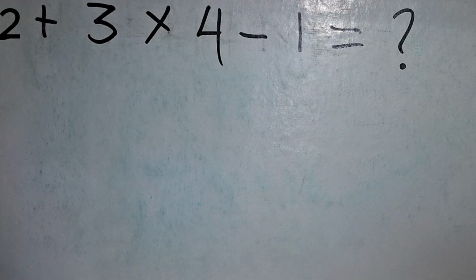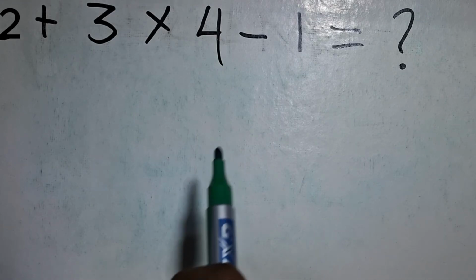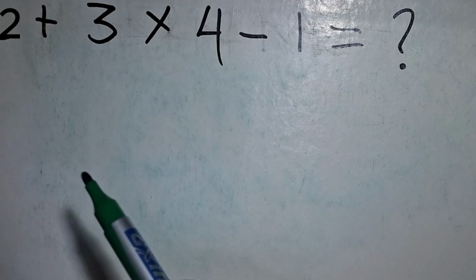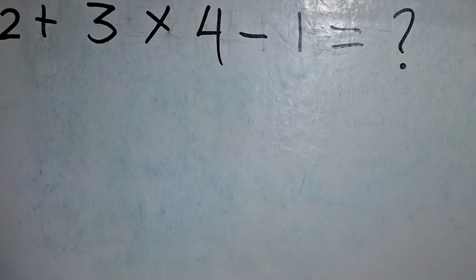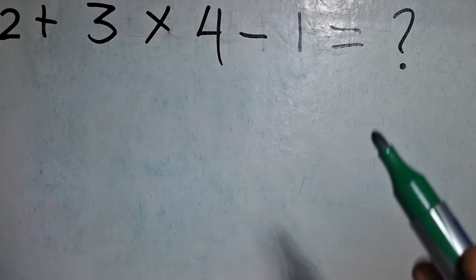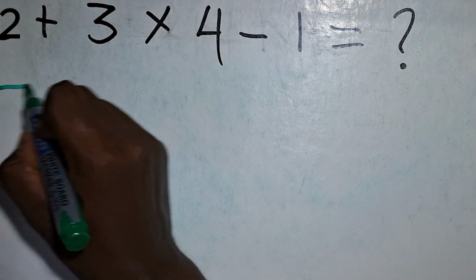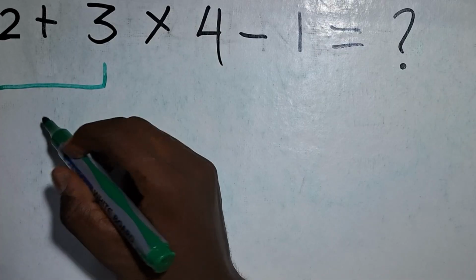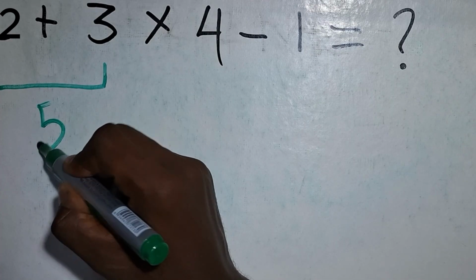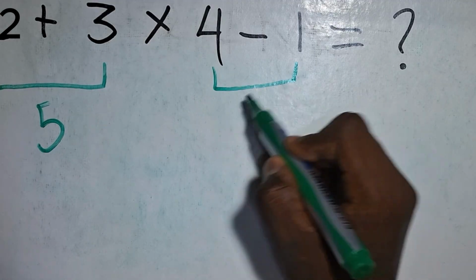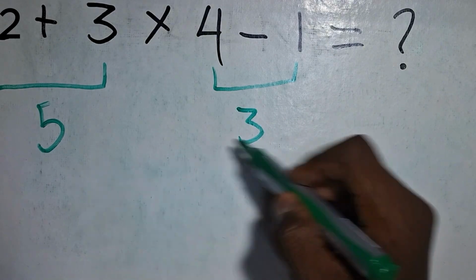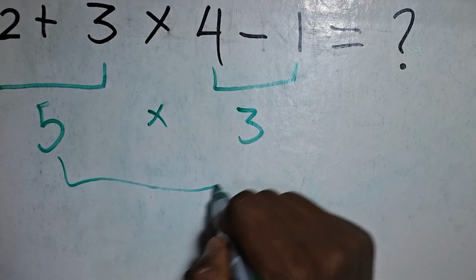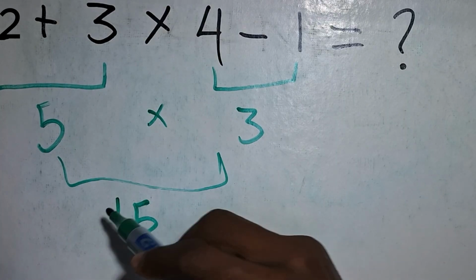Ladies and gentlemen, here we are to solve this mathematical equation, which says 2 plus 3 multiplied by 4 minus 1. So let's solve this equation. First of all, we have to add 2 and 3, which is 5. Then 4 minus 1, which is 3. Then 5 times 3 gives us 15, which is totally false.